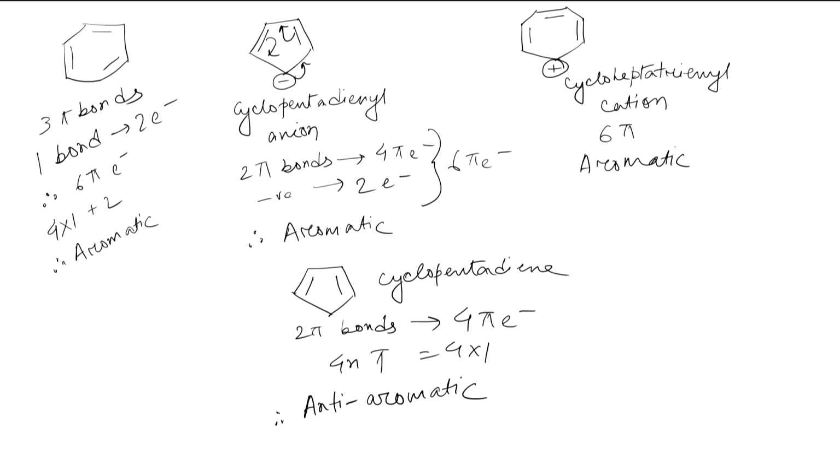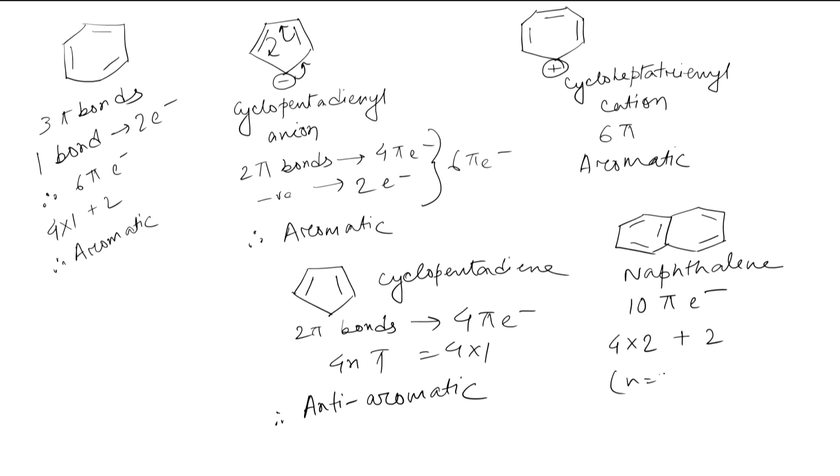Okay. So, there are some other examples as well, like the compounds with fused benzene rings. This is naphthalene with 2 fused benzene rings. This is 1, 2, 3, 4, 5. 5 pi bonds, therefore 10 pi electrons. 4 into 2 plus 2, where n is equal to 2. So, this is 4n plus 2 pi. So, this is aromatic. Okay.